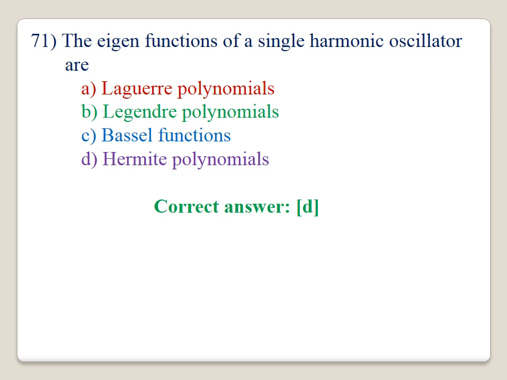71. The eigenfunctions of a simple harmonic oscillator are, correct answer is D, Hermite polynomial. For harmonic oscillator, the wave equations are obtained by solving Hermite polynomial. Therefore the eigenfunctions of the simple harmonic oscillator are Hermite polynomials. Option D.